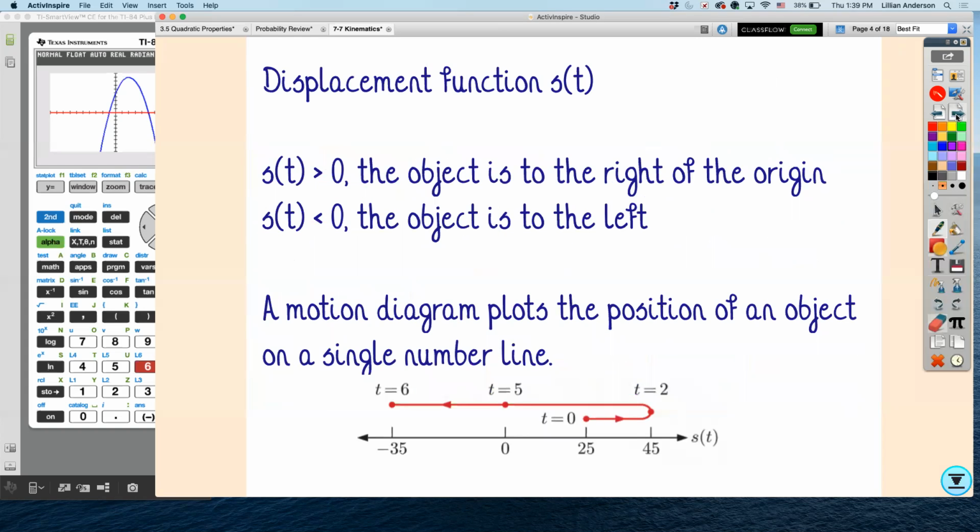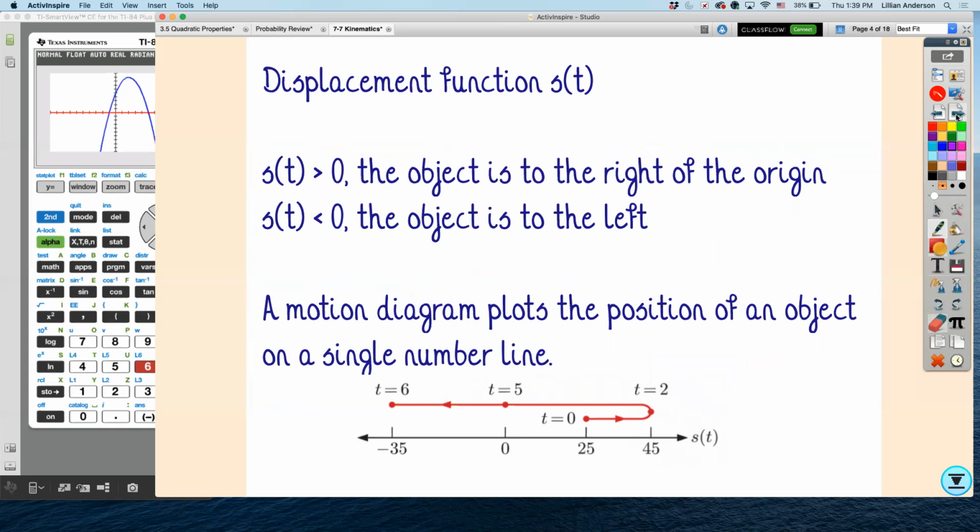So let's start at the beginning, with displacement. The displacement function is indicated with S of t, okay? Anytime you see S of t, we're talking about displacement. If S of t is greater than 0 for some particular value of t, then the object is to the right of the origin. But if S of t is less than 0, it is to the left of the origin.